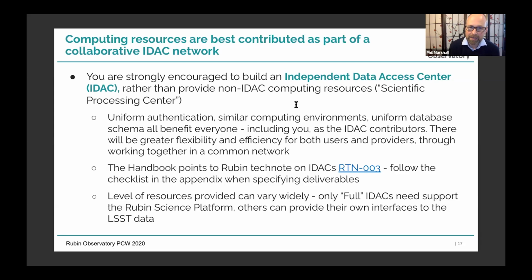Joining the IDAC network, where there's uniform authentication across the system, with similar computing environments, uniform database schema, and so on, will benefit everybody, including you, because you'll be part of a network that can help each other out. So I mentioned this earlier, Greg and Knut will be coordinating all of you thinking about proposing IDACs, and they'll try and get you in touch with each other to understand the technical requirements for an IDAC, as well as think about how you can work together in a common network.